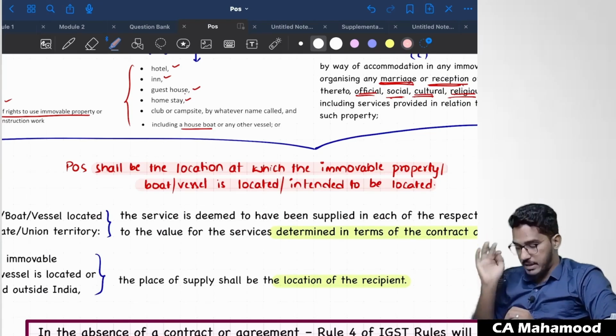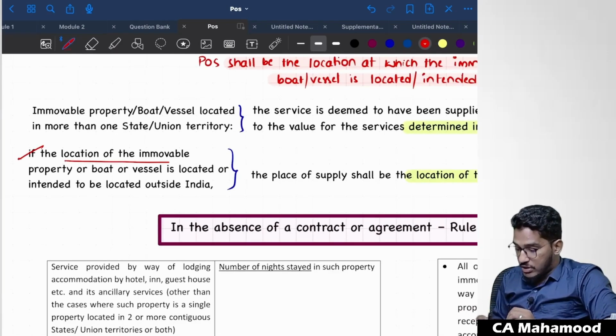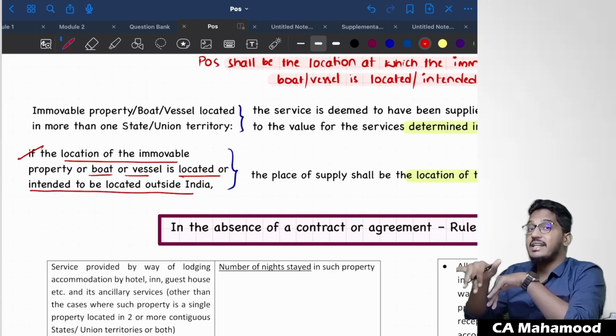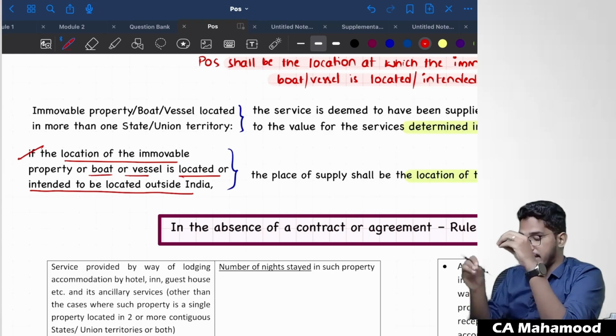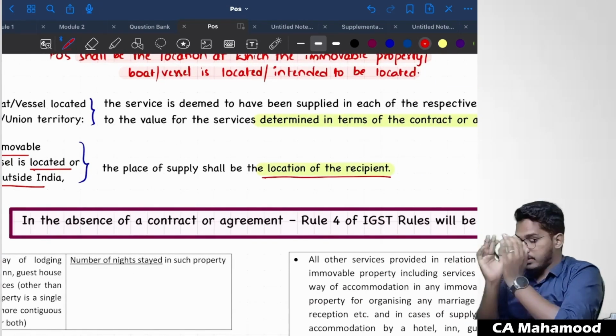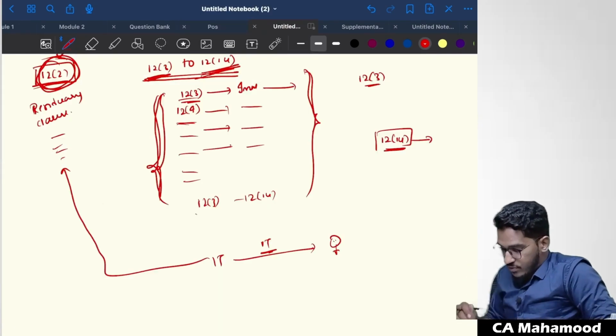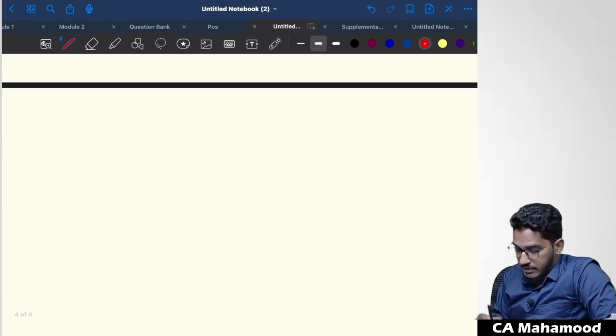But there is one case here. However, if the immobile property or boat or vessel is located or intended to be located outside India, then the place of supply shall be the location of the recipient. Let me give you a few examples to make you understand this. Very, very important. I will take a short time for giving a few examples.